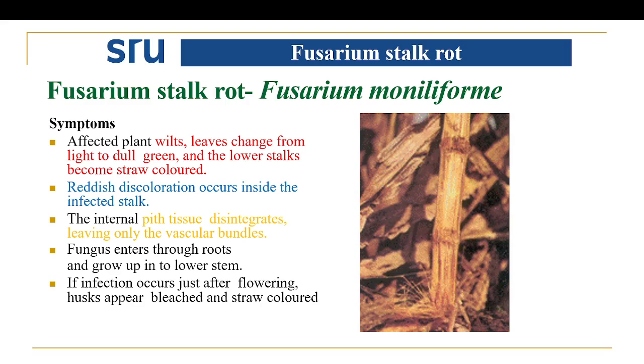Coming to another important stalk rot, Fusarium stalk rot, caused by Fusarium moniliforme. Coming to the major symptoms, affected plants wilt and leaves change from light to dull green, and the lower stalk becomes straw colored. Reddish discoloration occurs inside the infected stalk. The internal pith tissue disintegrates, leaving only vascular bundles. The fungus enters through roots and grows up in the lower stem. If the infection occurs just after flowering, the husk appears bleached and straw colored.